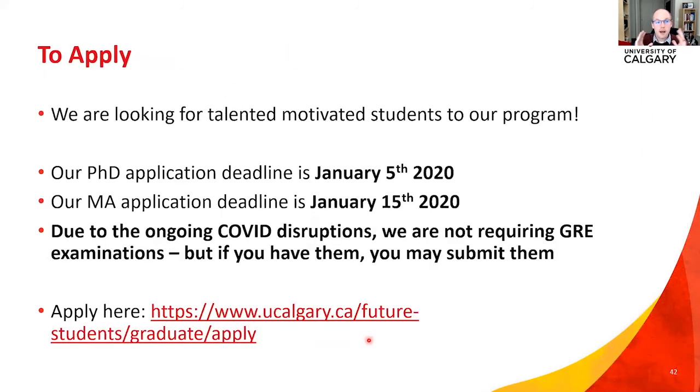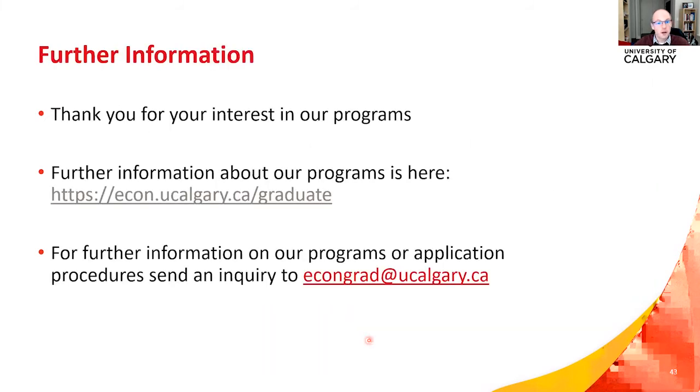All right, now how to apply? Well, January 5th, that's the deadline for PhD applicants. And January 15th, so 10 days later, is the deadline for MA applicants. So mark your calendars, mark those dates, and the link is there. Although, of course, you can find the link on our website, where I will also refer you for more information.